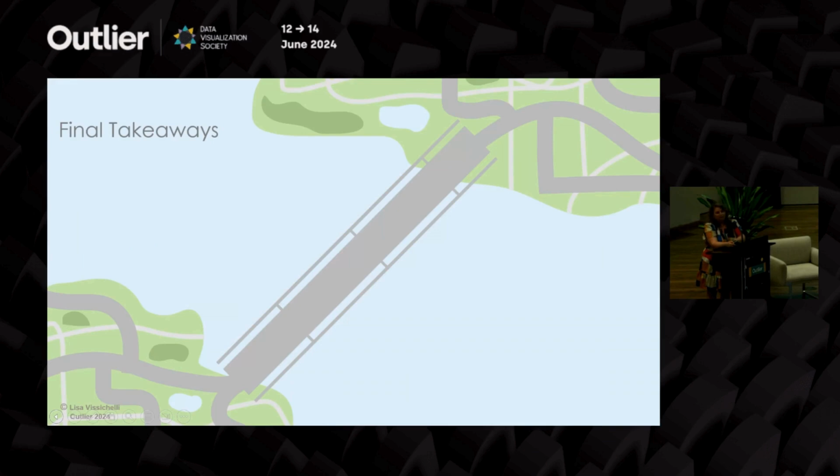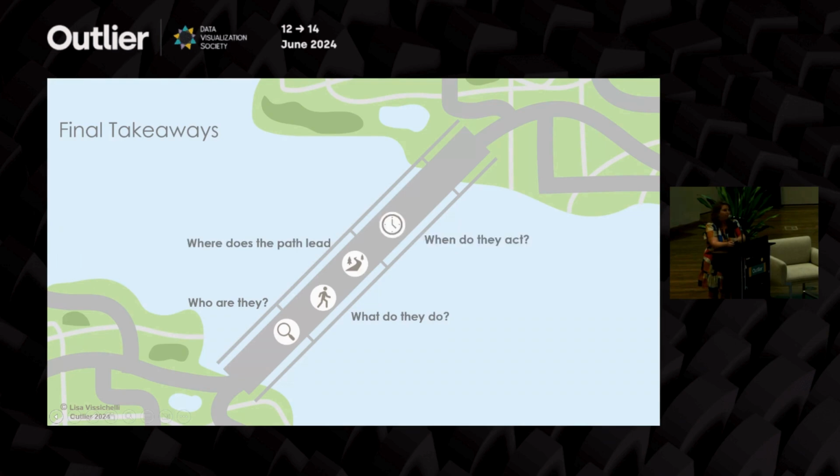Some final takeaways. When we think about visualizing a more inclusive space, here's the things that I would definitely recommend. Start by thinking about who are you designing for? Who are they? When you take away the demographic info, what are the really key findings that you have? What do they do? What tasks are they performing? How are they interacting with the world around them? Where does the path lead? What are their goals? What are they trying to do? When do they act? And how does their behavior fluctuate?